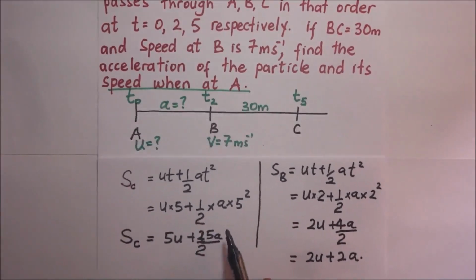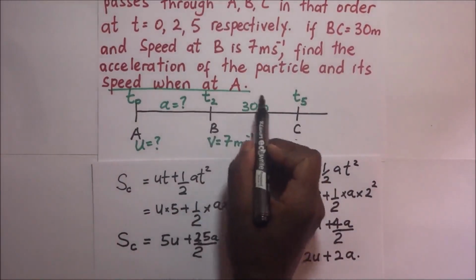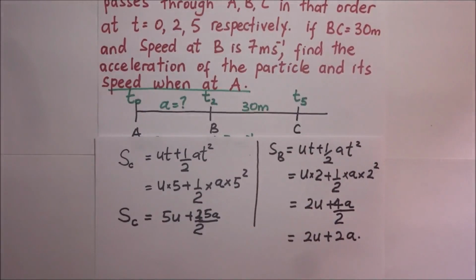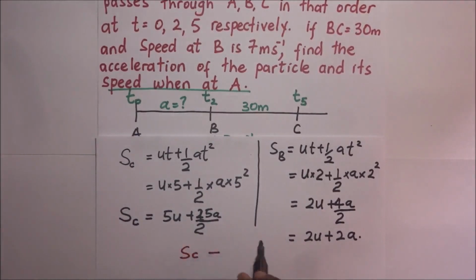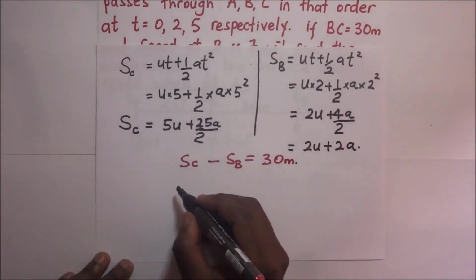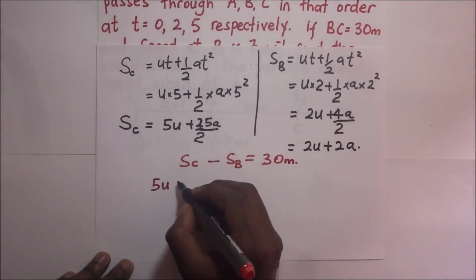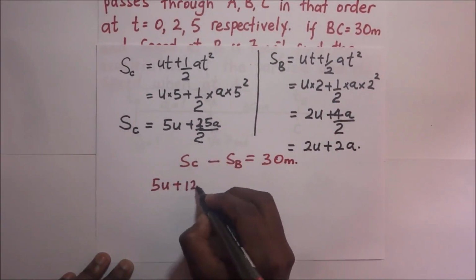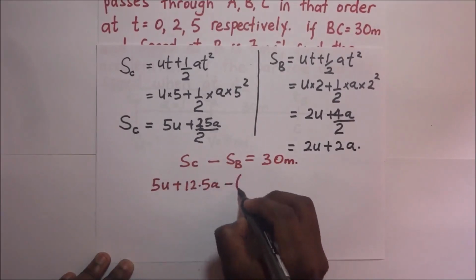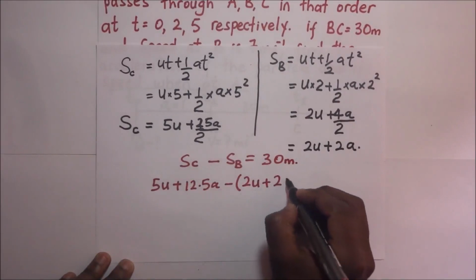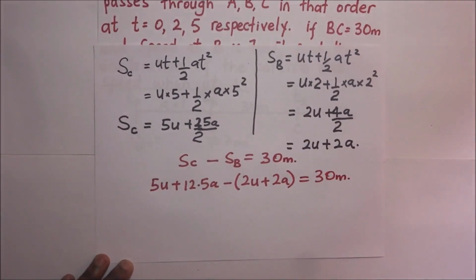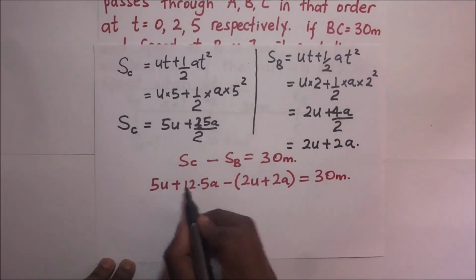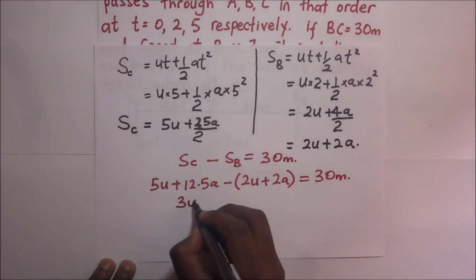So we have our expression for SB and our expression for SC, and we know that SC minus SB gives us 30 meters. So the distance covered after C minus the distance covered after B gives us 30 meters. SC is going to be 5u plus 25 over 2, which is 12.5a, minus SB, which is 2u plus 2a, giving us 30 meters. And so we are going to get an expression in u and a. So this becomes 5u minus 2u, which is 3u.